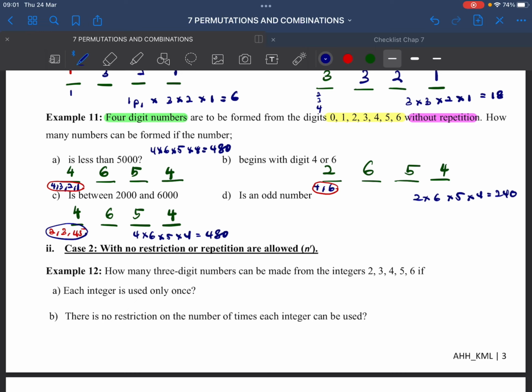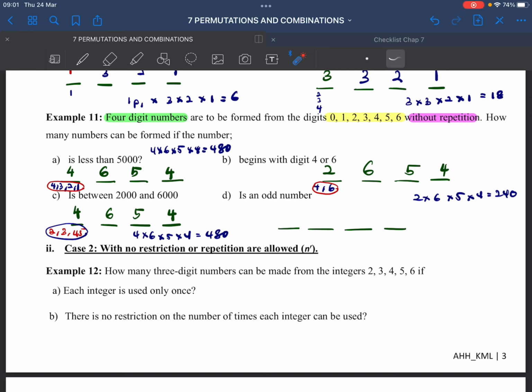Okay, the last one is odd numbers. So 1, 2, 3, 4 digit. Okay, odd numbers. Tahu tak odd numbers apa? Nombor ganjil. Okay, obviously macam mana kamu tahu nombor tu nombor ganjil? Kita akan tengok the last digit. Betul tak? The last digit.